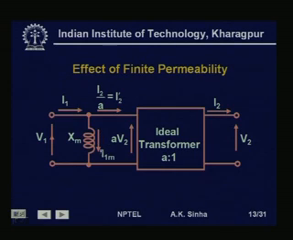Now, since this I1m flows here, the current which will flow here will be I1 minus I1m. So I1, the current flowing, will be equal to I2 dash plus I1m, where I2 dash will be equal to I2 by a on this side. If I2 is flowing on the secondary side, then on the primary side the reflected current will be I2 by a, which we write as I2 dash. So, I1 will be equal to I1m plus I2 dash in this case.